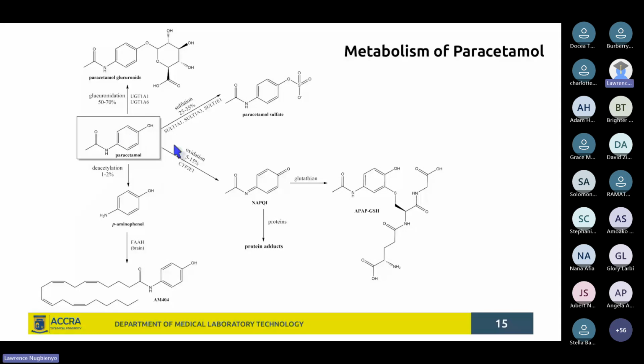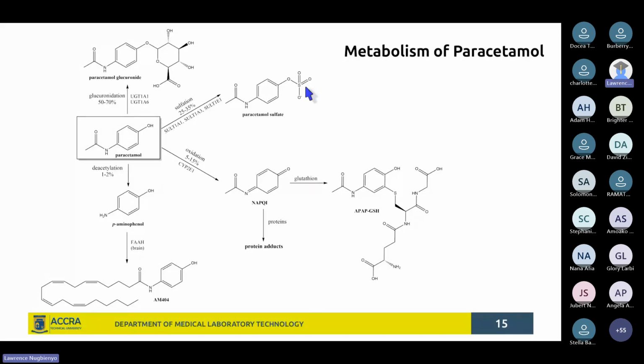Because here you see 25 to 35% of the drug can undergo another conjugation reaction, which is sulfation. So here you see the conjugation of a sulfate group on paracetamol for you to get the paracetamol sulfate. So all these, they are non-active metabolites. This first one, paracetamol glucuronide, is a non-active metabolite. Paracetamol sulfate is also a non-active metabolite to just get excreted out of the body.